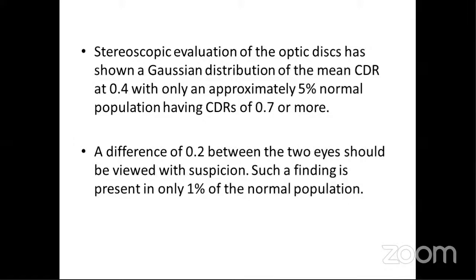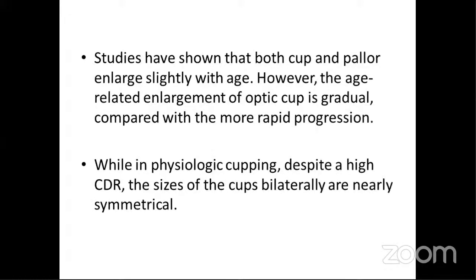A difference in cup-disc ratio of 0.2 between the two eyes should be viewed with suspicion. Such a finding is present in only 1% of the population. So when you have a difference of more than 0.2 between the two eyes, that patient is a strong suspect. Studies have shown that both cup and rim enlarge slightly with age. However, the age-related enlargement of the optic cup is gradual compared to the rapid progression you see in glaucoma cases. While in physiologic cupping, despite high CDR, the sizes of the cups bilaterally are nearly symmetrical.